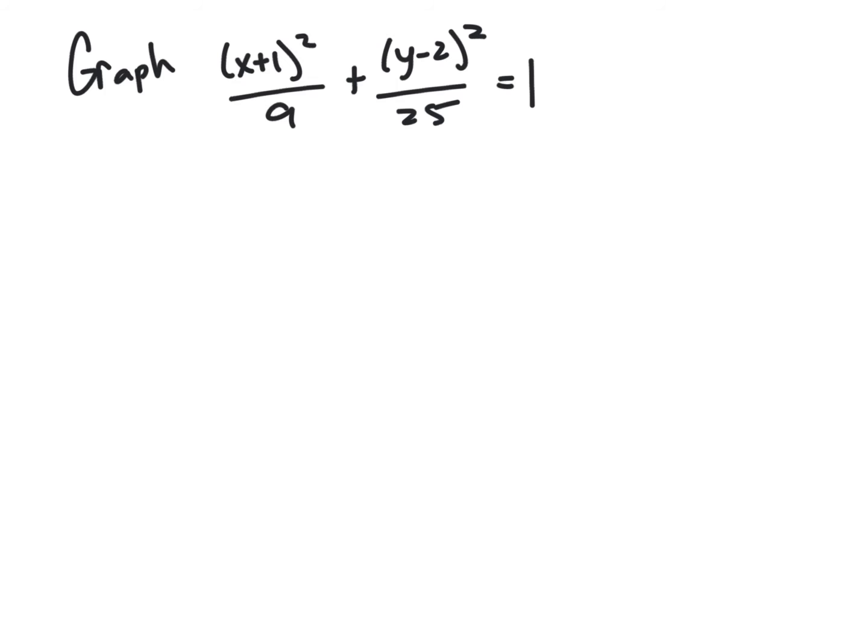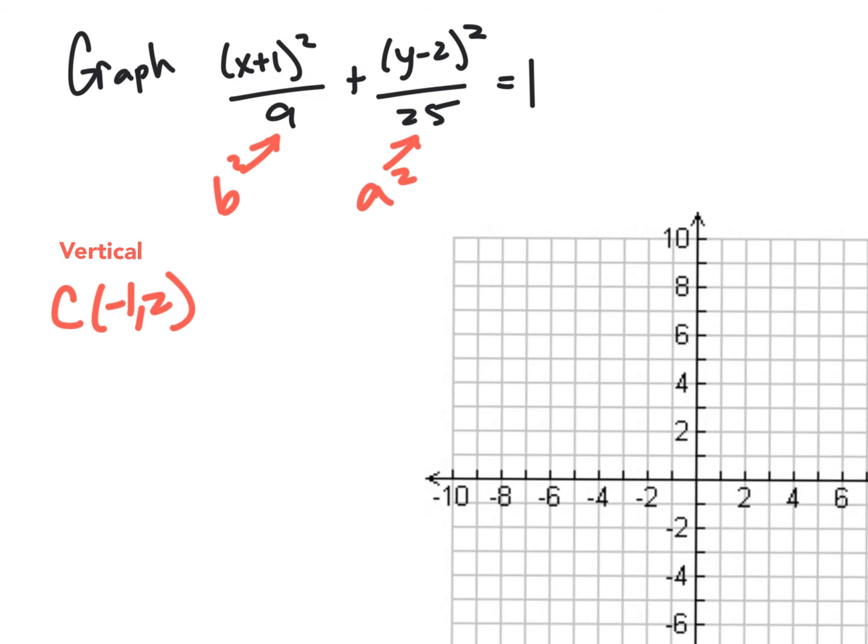All right, so let's try and graph this ellipse. First I'm going to find my a² and b². This is the larger number, so this is a². This is b². Since a² is underneath the y, this is a vertical ellipse. Just like with circles, I can look inside the parentheses to see that the center is at (-1, 2). So the very first thing I want to draw is my center at (-1, 2).